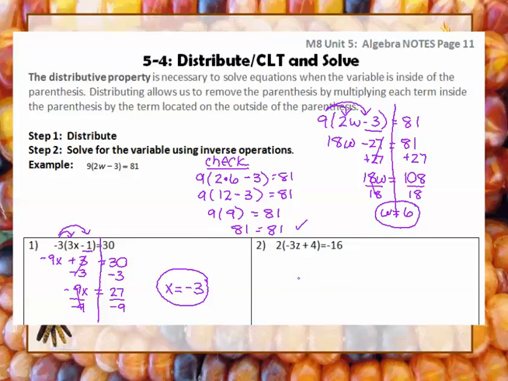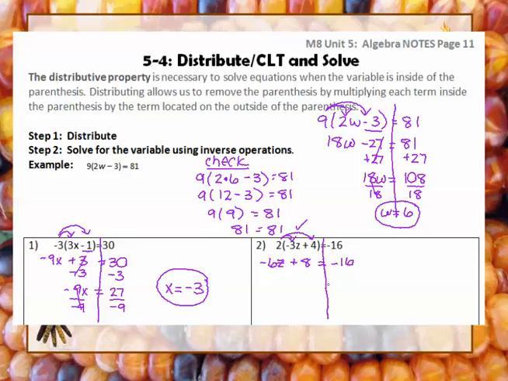Okay, let's look at number 2. I'm solving, so I can draw my line down the equal sign. Do I have any distributive property? Well, yes I do. I'm going to take my 2 times my negative 3z and the 2 times the positive 4. So 2 times negative 3z is going to give me negative 6z. 2 times a positive 4 is going to give me positive 8 equals negative 16.